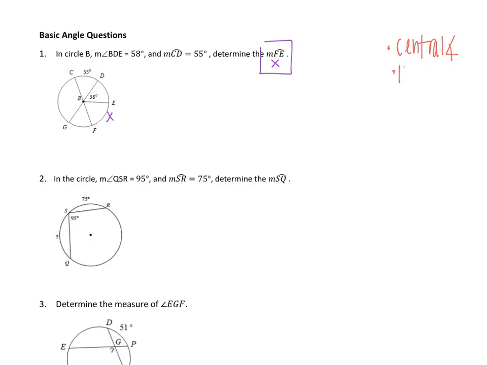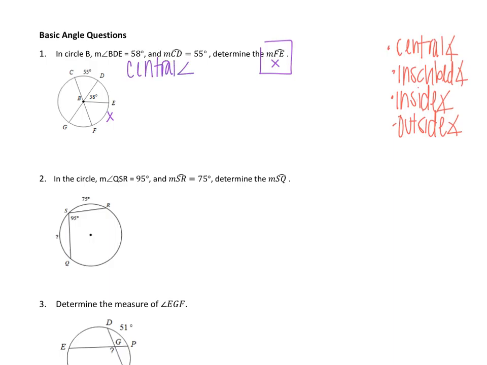We have inscribed angles, inside angles, or we have outside angles. So go through the list. If you have an angle located at the center of your circle, it's called a central angle. And in this case, that's what we have.